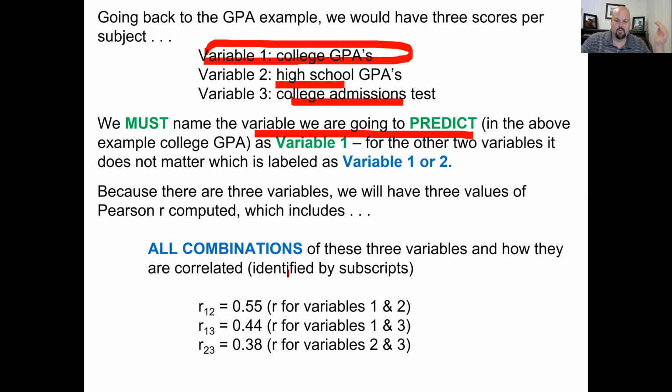All combinations of these three variables and the relationships are needed to be able to do a multiple correlation. So we need to know the relationship between variable 1 and variable 2. So 0.55 is the relationship between college GPAs and high school GPAs. And then it's 0.4 between college GPAs and college admissions tests, and then the last one is between high school GPAs and college admissions tests. The reason you do all three is that you have to figure out how these two things are related themselves to take out those effects, because there's overlap between those things as well, okay?